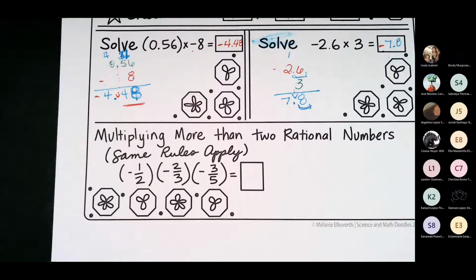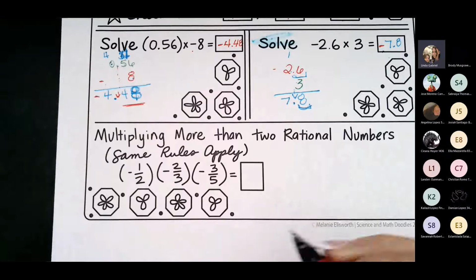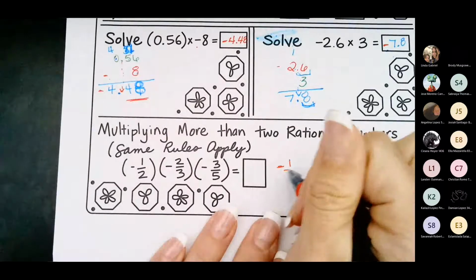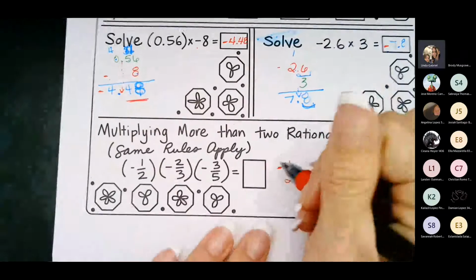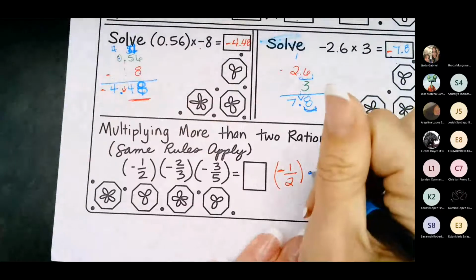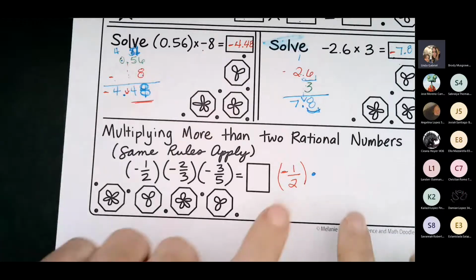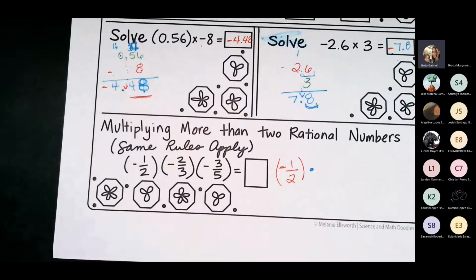Ready? So I have negative 1/2. All right, and then I may need to multiply. I'm going to show you guys how to do it easier, okay? I need to multiply negative 2/3. And then I need to multiply negative 3/5. But I'm just gonna do 2. I don't need to do it all at one time, right?